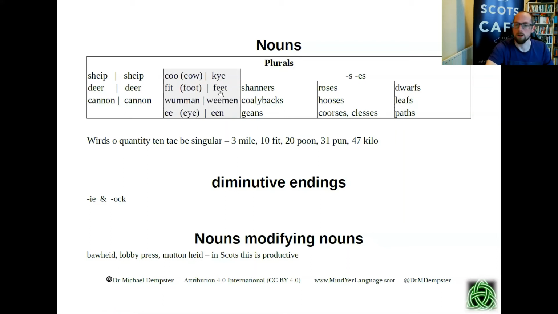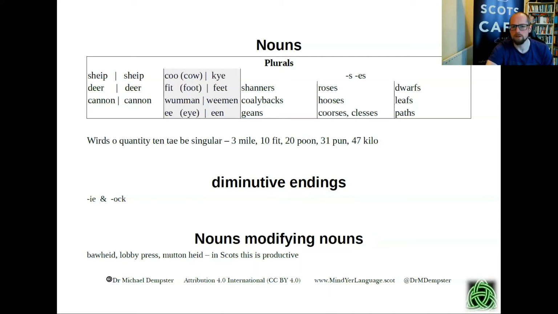Then you've got words where the vowel change is a bit different from English. So you've got your fit and your feet, whereas in English it's foot to feet. Woman, 1 woman, 30 women. I would tend to say women, but the Scots form does exist. It persists in loads and loads of dialects. So you see that's 2 vowels that are changing there, the o and the a becoming an e and an e. Yeah, so woman, women. And then you've got this n ending that does exist in English.